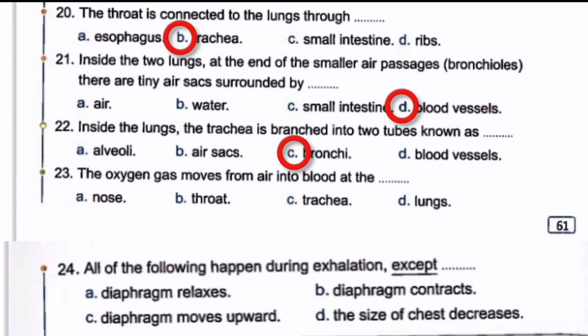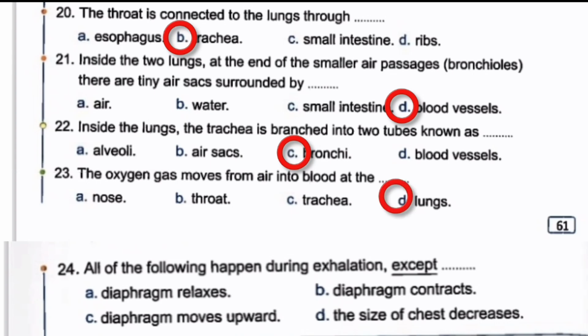Next one, 23. The oxygen gas moves from air into blood at the nose, throat, trachea, lungs. Which organ has the blood vessels to allow air to pass into the blood? Lungs, so we will choose letter D.